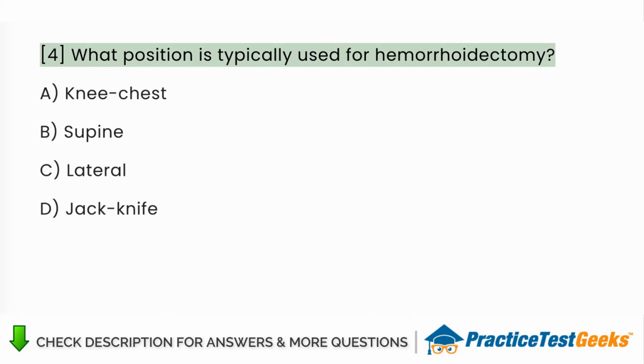What position is typically used for hemorrhoidectomy? A. Knee chest. B. Supine. C. Lateral. D. Jackknife.